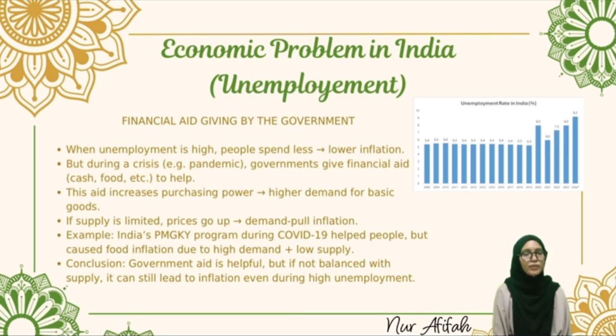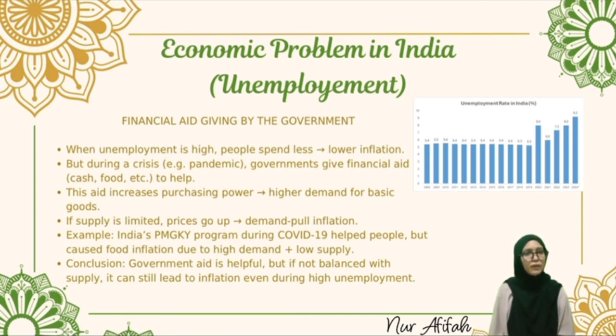This caused unemployment to rise, and millions of people had no income. When unemployment is high, people usually spend less, and that leads to lower inflation. But in this case, the Indian government wanted to help. They gave financial aid like cash, food, and free goods through a welfare program called PMGKY, which is Pradhan Mantri Garib Kalyan Yojana. This helped people survive, but it also gave them more purchasing power.